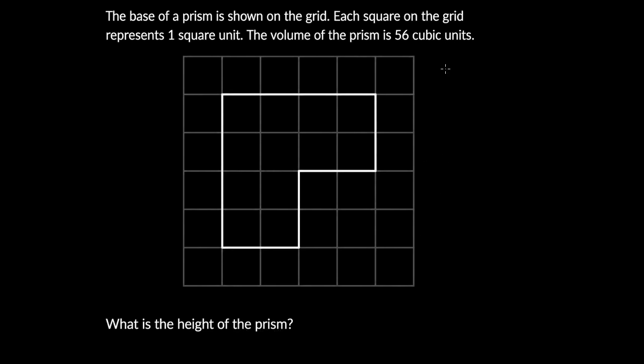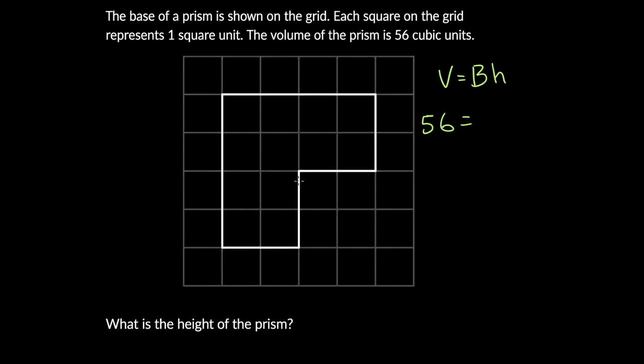All right. Well, we know that the volume of this prism is going to be equal to the area of the base times the height. Well, we know a few things already. We know that the volume is 56 cubic units. So 56 is going to be equal to the area of the base times the height. Well, what's the area of the base?